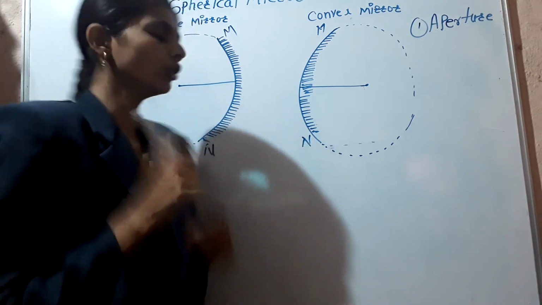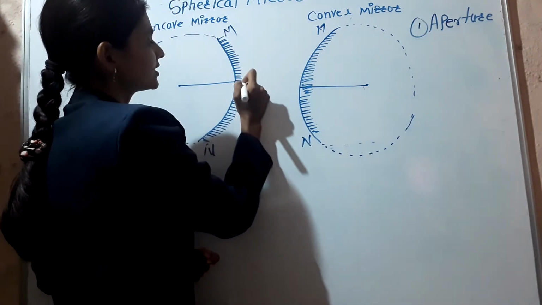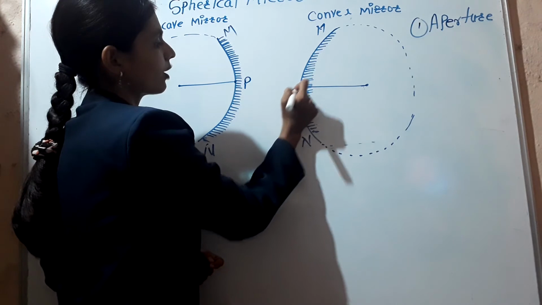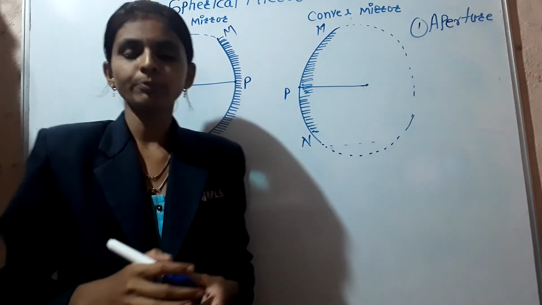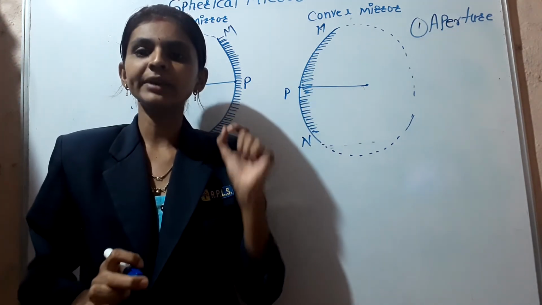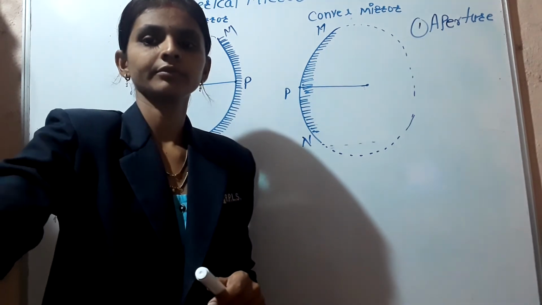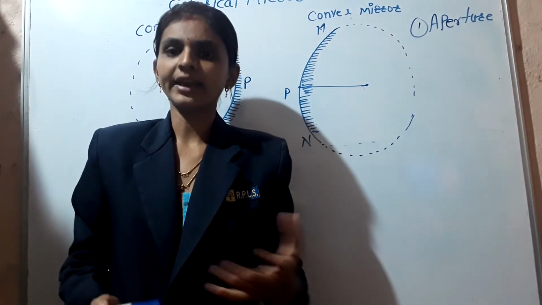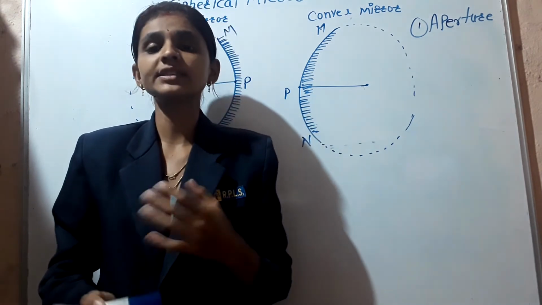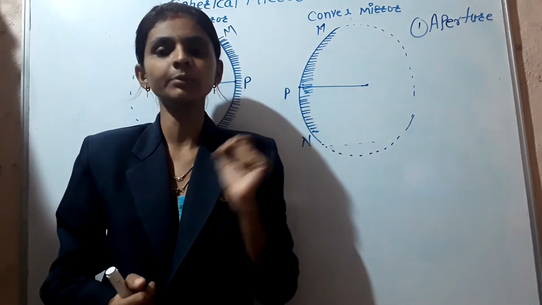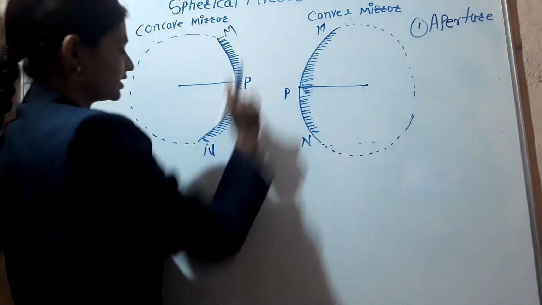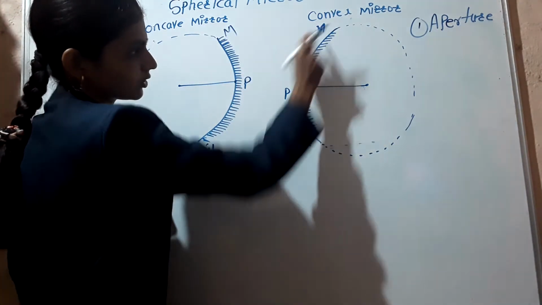The next point is the pole. Pole is the center of the spherical mirror. Pole is the midpoint of the spherical mirror. Again we can say that the pole is the center point of the reflecting mirror. This is a reflecting part, and this is also a reflecting part.